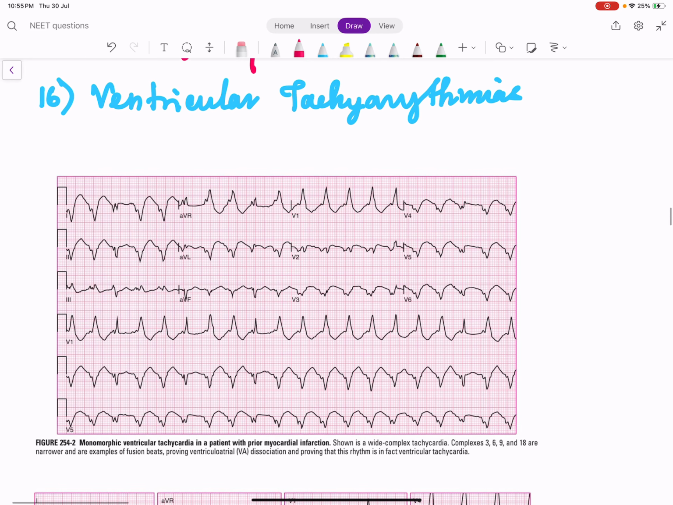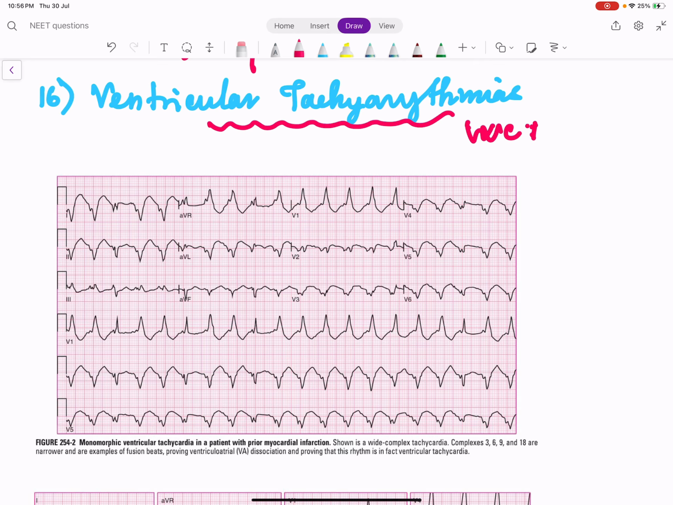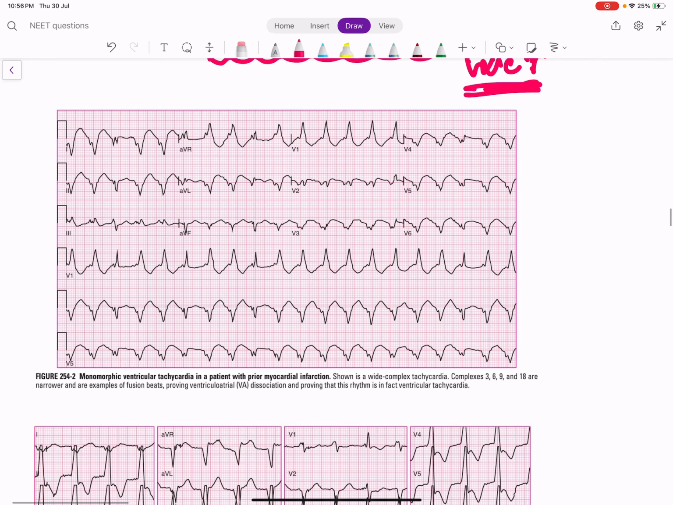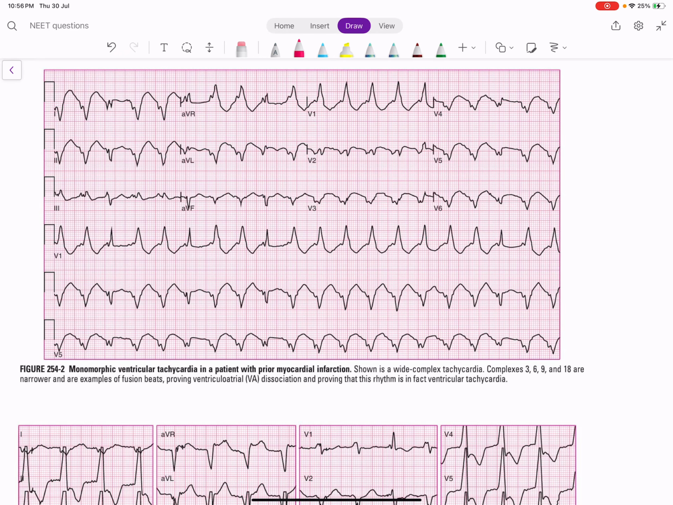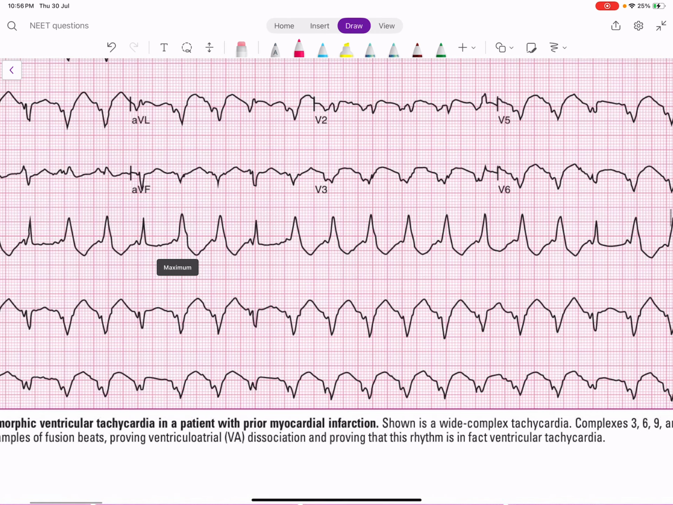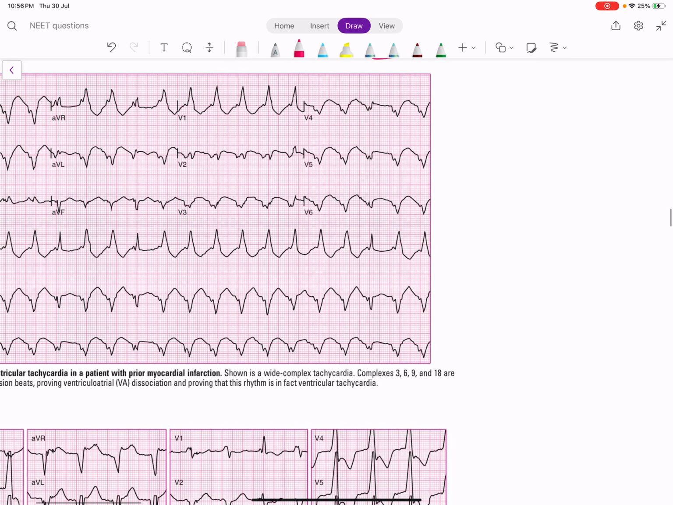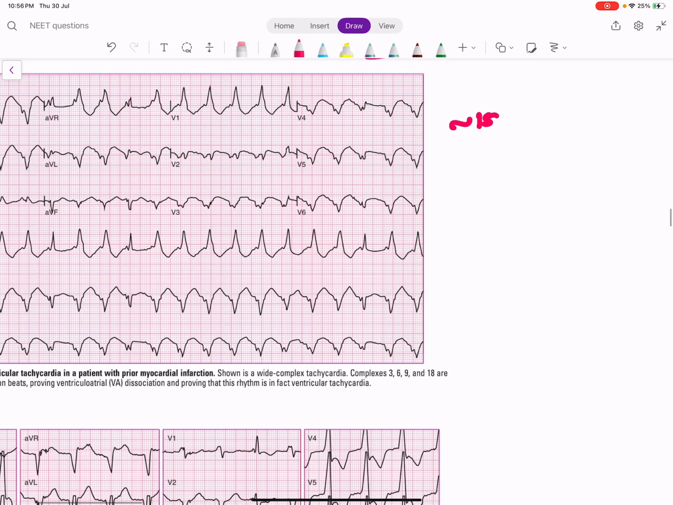Now, since narrow complex tachyarrhythmias are done, we will come to wide complex tachyarrhythmias. Wide complex tachyarrhythmias means the arrhythmia originates from the ventricles. So you can very well see here, definitely that is a tachyarrhythmia. If you divide 300 by the number of big squares, heart rate is around 150 per minute. So it is a tachyarrhythmia. Definitely it is wide complex. So it's a wide complex tachyarrhythmia.